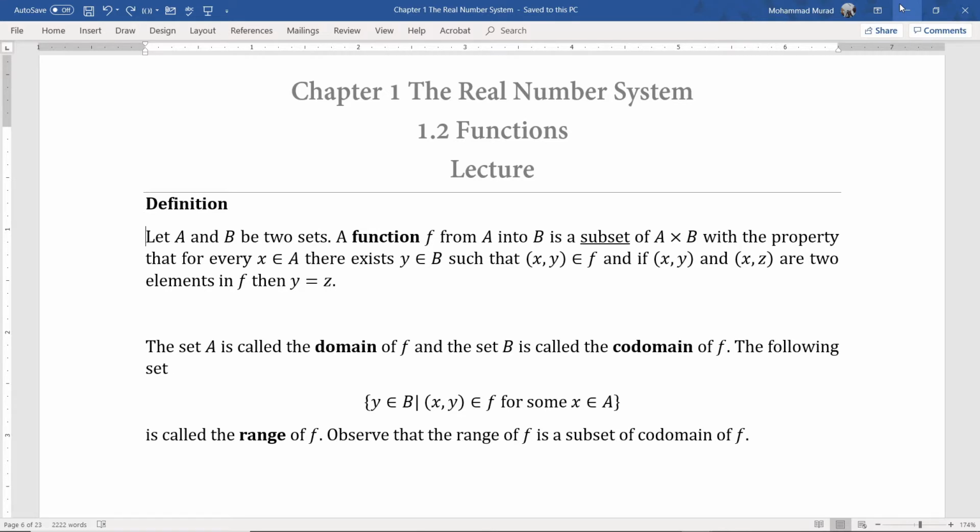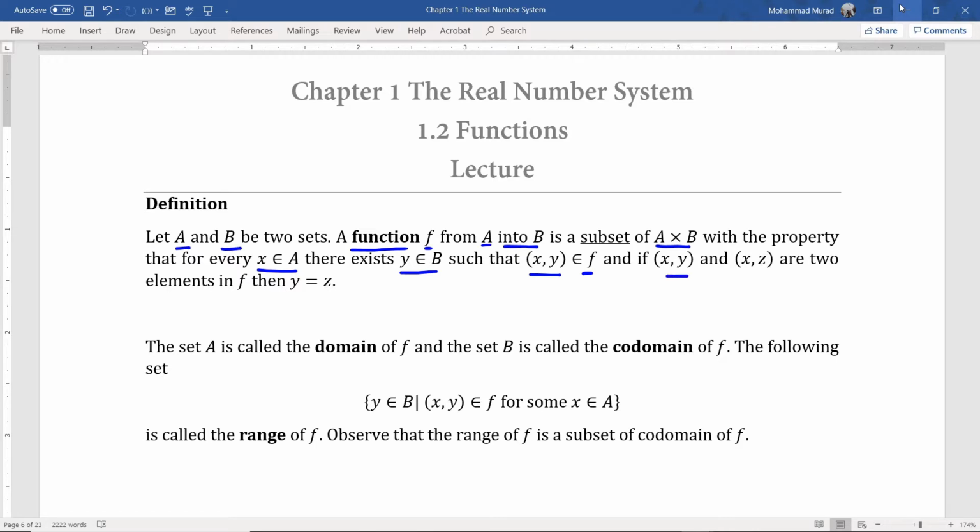Now we will talk about functions. Function is the most elementary tool in calculus and in analysis. Let's have a formal definition of function. Let A and B be two sets. A function f from A into B is a subset of the Cartesian product of A with B, with the property that for every x in A, there exists a y in B such that the pair (x, y) is in the subset.